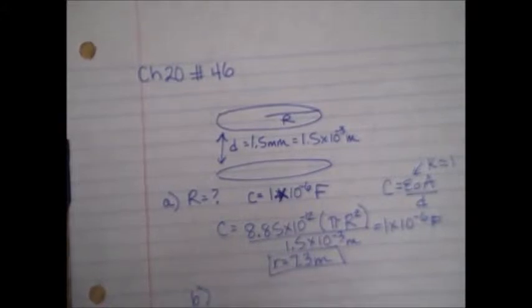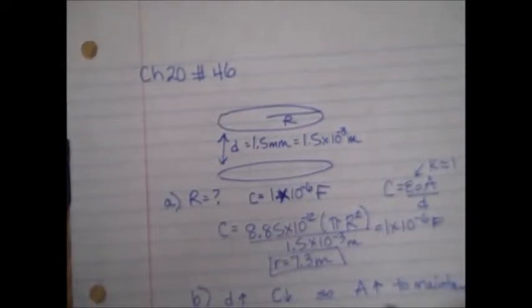In part B, it asks, if the separation between the plates is increased, so D is increased, should the radius of the plates be increased or decreased to maintain the capacitance? Well, as the distance goes up, capacitance goes down. So area must be increased to maintain the capacitance. And so that means that the radius r must be increased to increase the area.